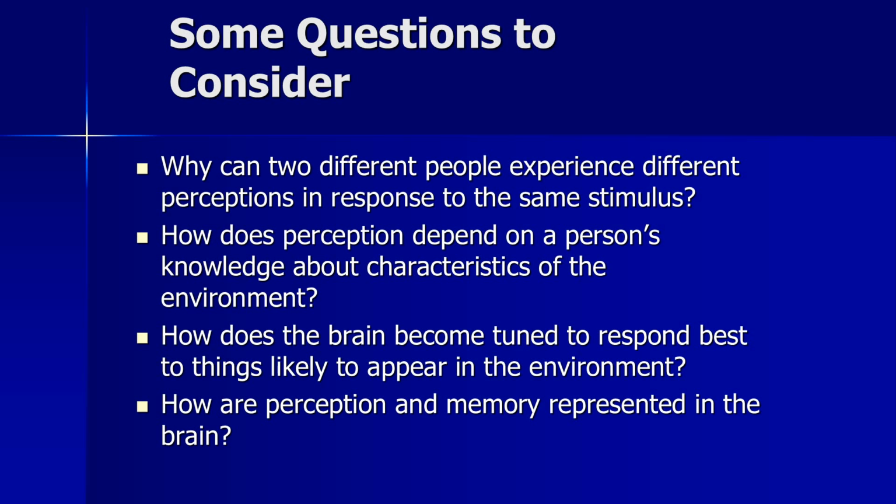There's a variety of questions I want you to consider as we talk about this. Why can two people experience different perceptions in response to the same stimuli? We'll take a close look at that. How does perception depend on a person's knowledge? How does the brain become tuned to respond best to things that appear in the environment? And how are perception and memory represented in the brain? This last question we'll get to after we discuss attention. We'll do a specific lecture on perception and attention in neuroscience. But think about those things as we talk today.